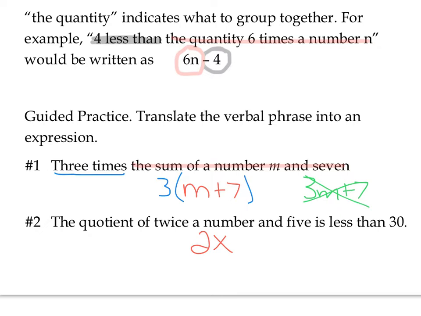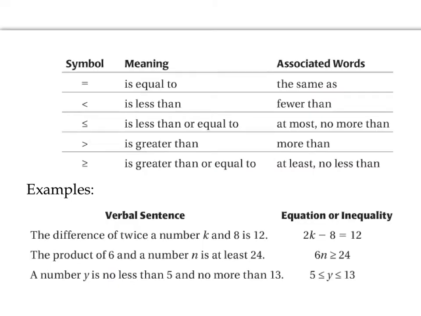So the quotient of twice a number and 5, we can indicate that division, the quotient, by a fraction. 2x over 5 means 2x divided by 5. And says is less than 30. So again, we want to take that away from the 30. Is less than 30. And we'll see a couple other things we can do here when we turn these into equations or inequalities.